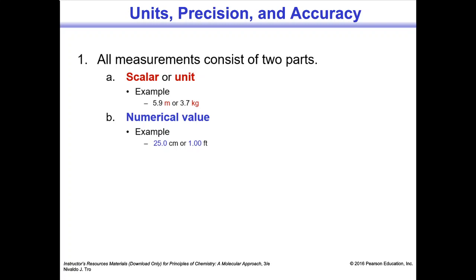So for example, in a similar situation here, I have 25 what? I have 25 centimeters. How many centimeters do I have? I have 25 of them. How many feet do I have? I have 1. So the scalar tells me how big of something we're talking about. The numerical part tells me how many of those.